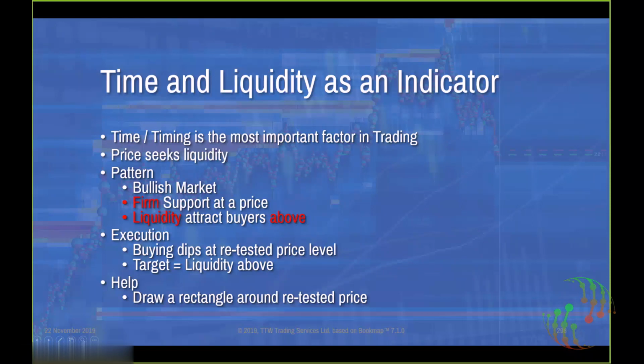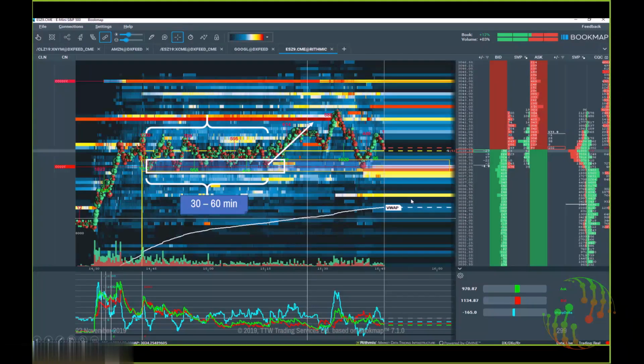Price seeks liquidity, that's obvious. Pattern: we have a bullish market, firm support at price, liquidity attracts buyers above. Execution: buying dips at the retested price level. And target is liquidity above. Draw a rectangle around the retested price. By that I mean the following. You will see that very, very often, every day. It happens most maybe after lunchtime New York, Eastern time, for one to two hours. And then it finds the way up to the next liquidity level. You will see this. It's only one example I've put here on the chart.